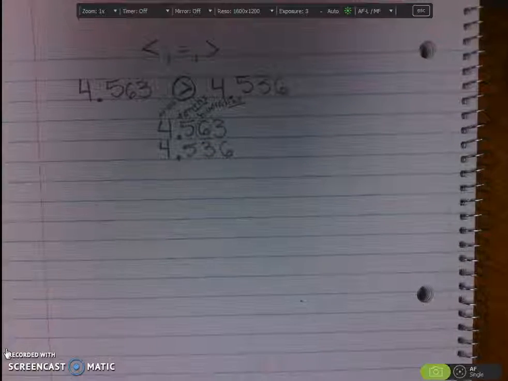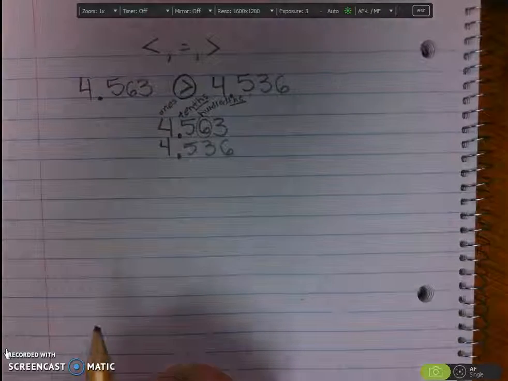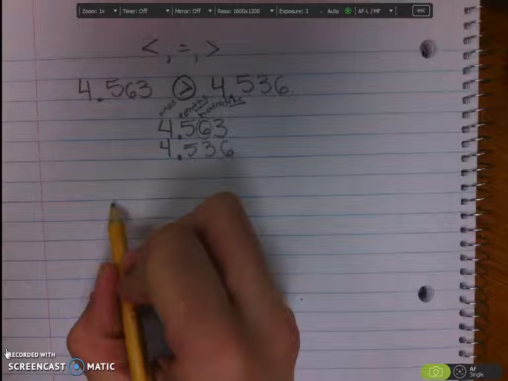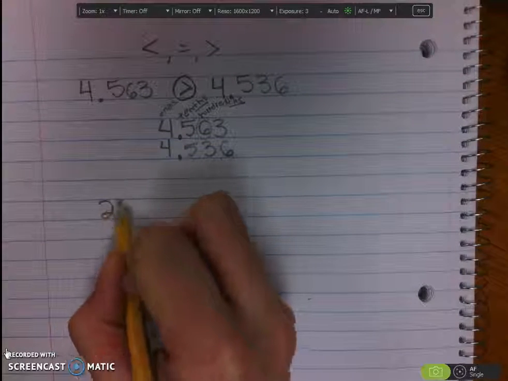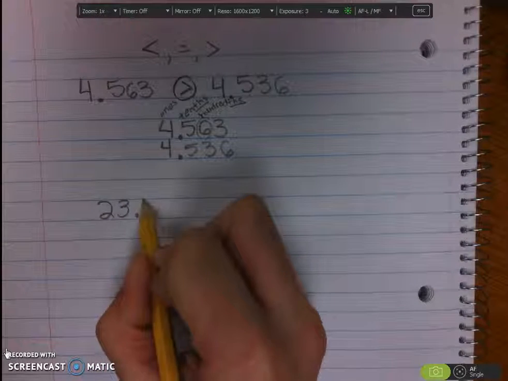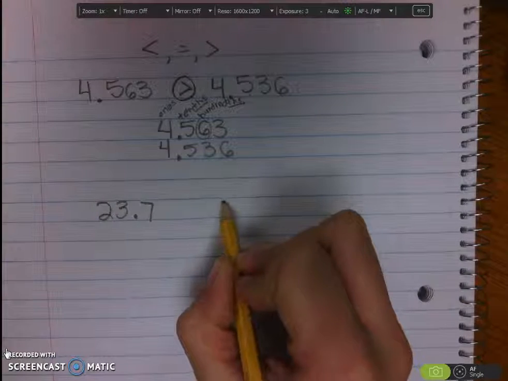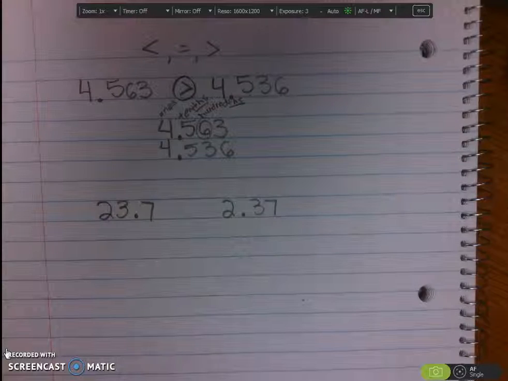Let's try another one, except this time I'm going to mix it up on you. Okay? I'm going to give you a number that has different places. For example, what if I gave you this? Let's do 23 and 7 tenths. And then what if I gave you 2 and 37 hundredths?